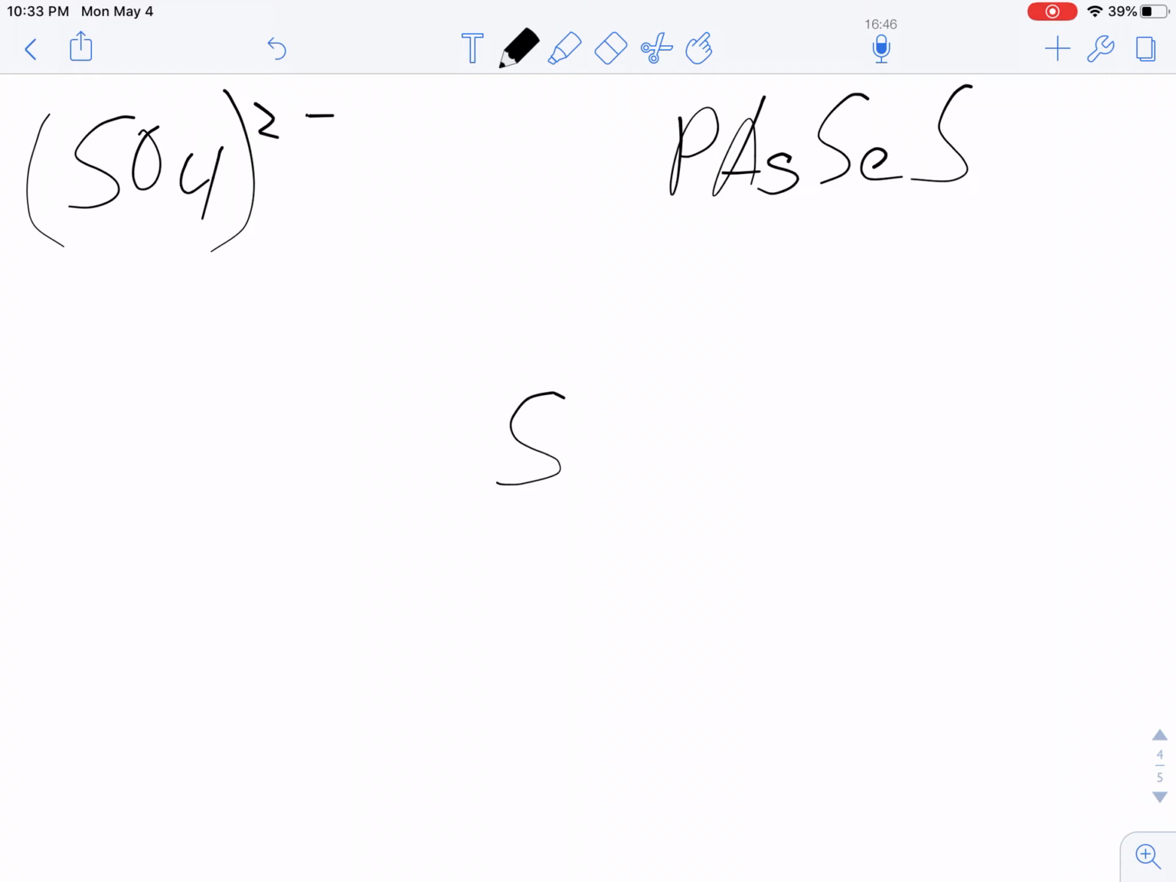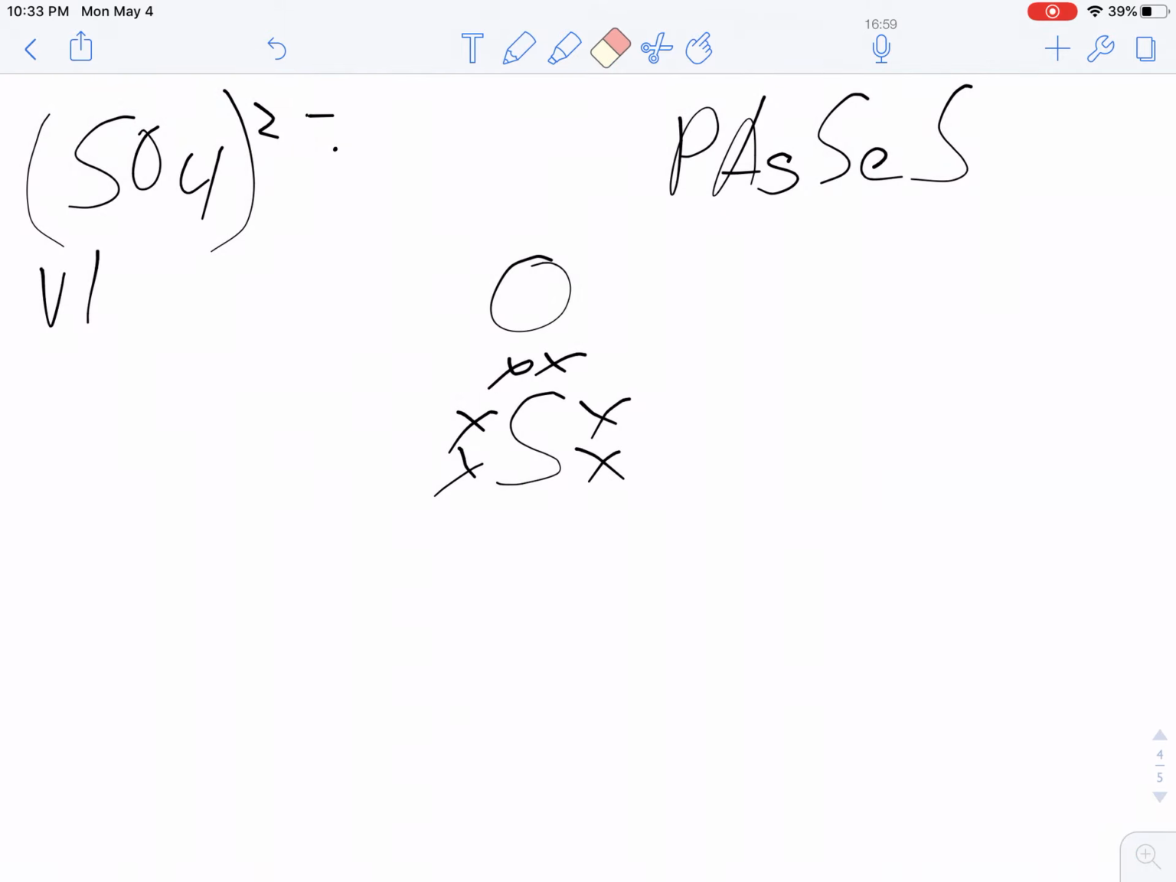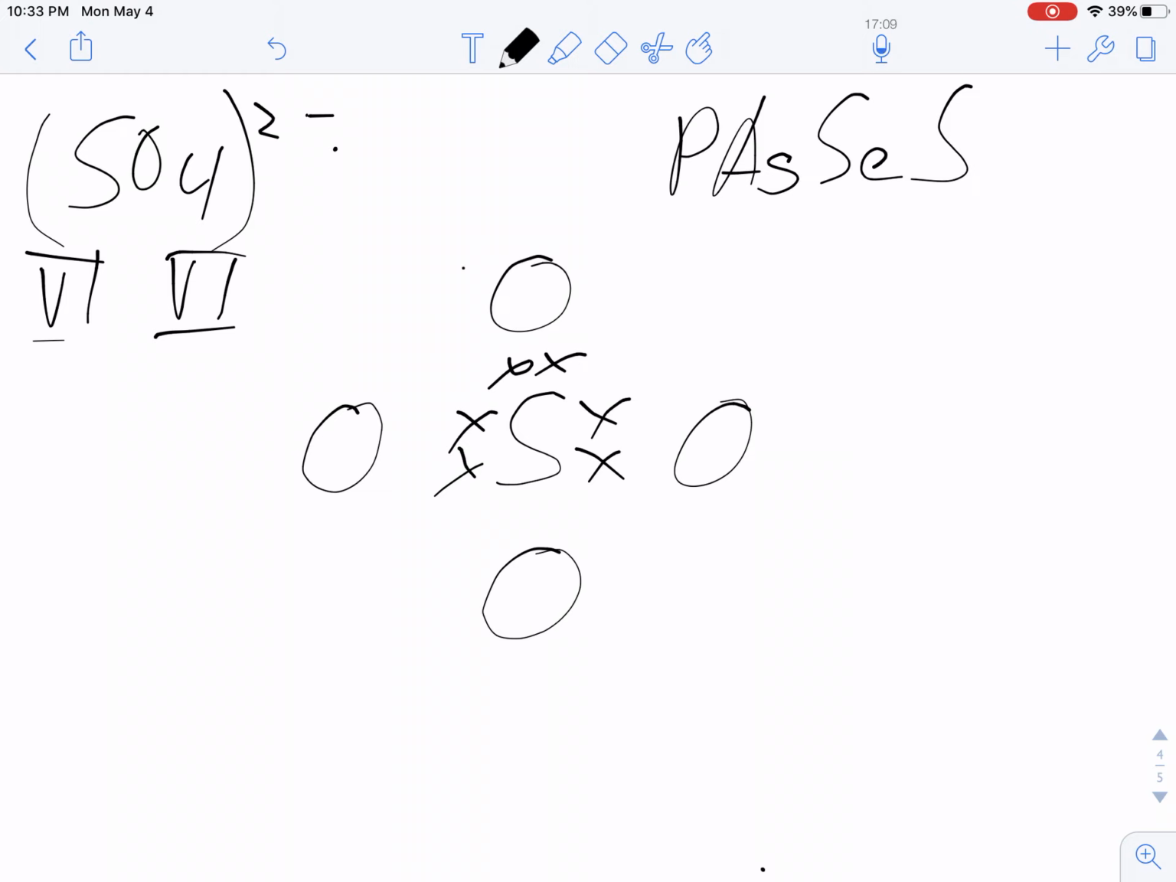So I put my sulfur in the middle. It's group 6A, so it's got 1, 2, 3, 4, 5, 6. Put my oxygens around the outside. Oxygens are in group 6A as well. So each oxygen has 1, 2, 3, 4, 5, 6.